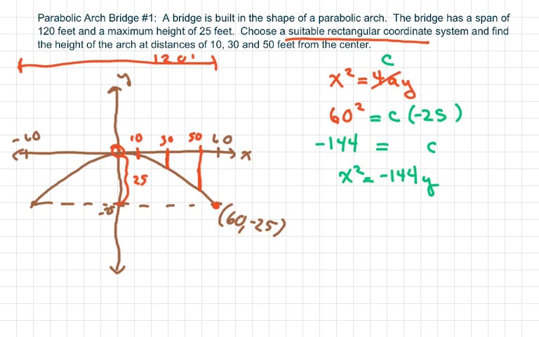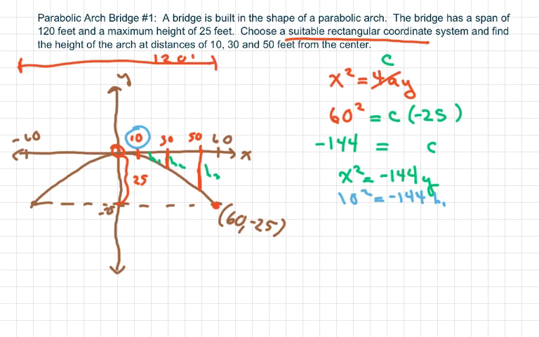So if we plug in 10 first, this would be my height 1, my height 2, and my height 3. So basically, let's plug in my x, which is 60. We're going to plug in 10, sorry, I knew I was saying something wrong. So 10 squared equals negative 144y, and I'll just call this height 1.